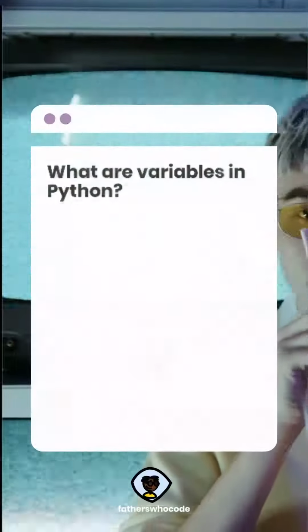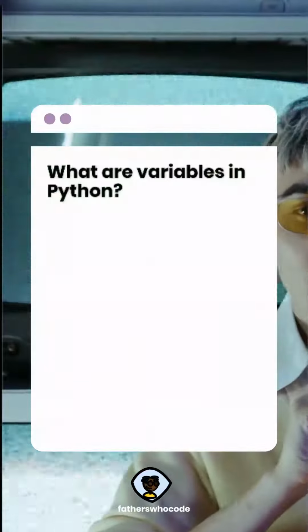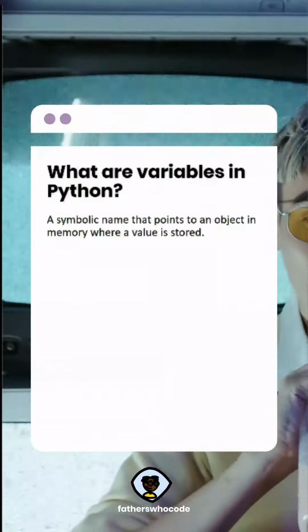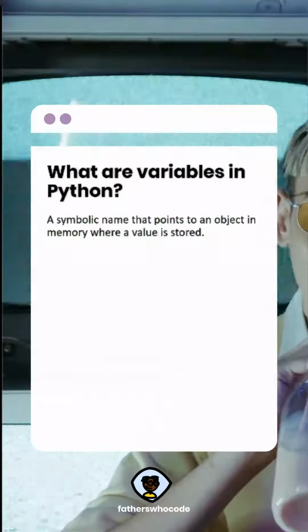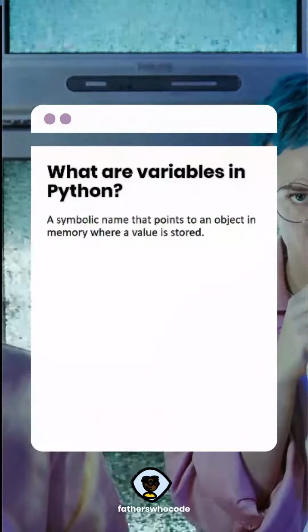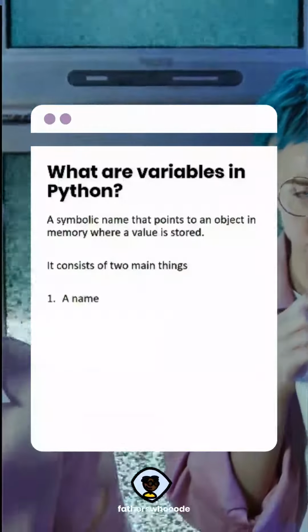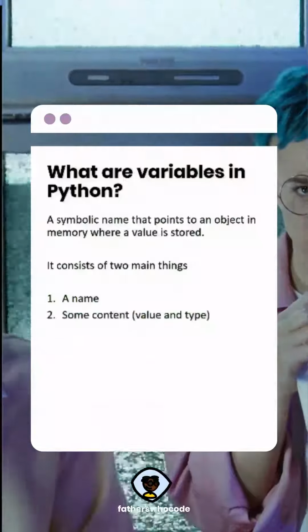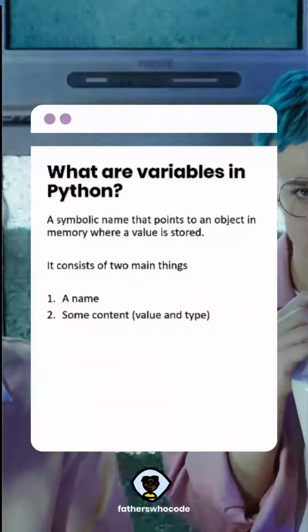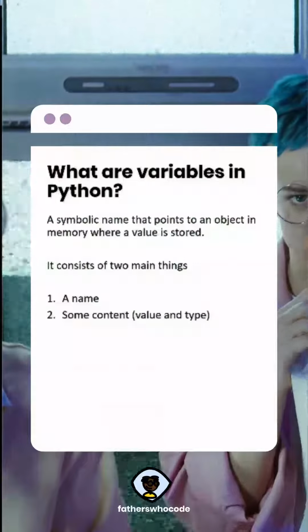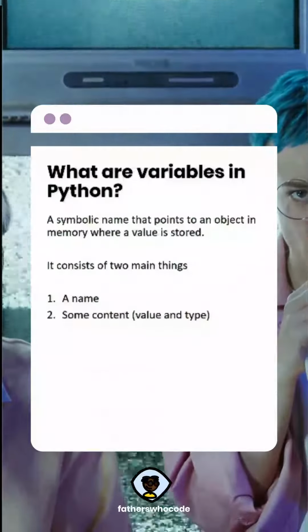What are variables in Python? So in Python, variables are a symbolic name that points to an object in memory where a value is stored. And these consist of two main things. So one, a name, and two, some type of content. So the content includes what is required by the object, which is a value and also a type.